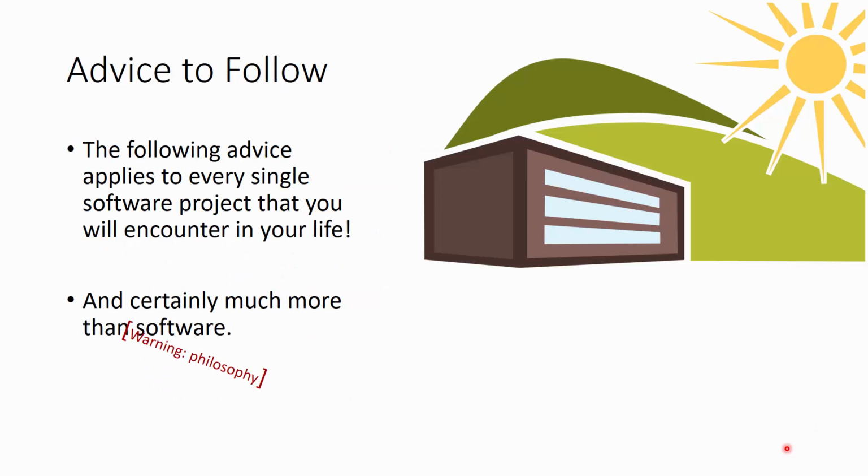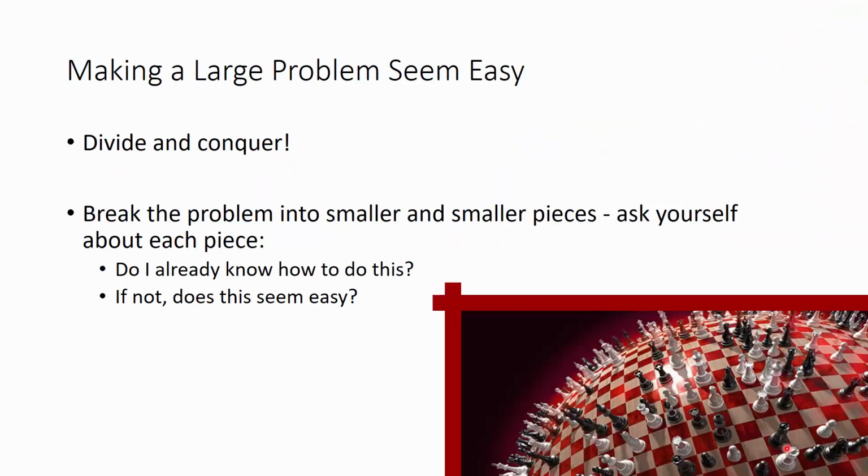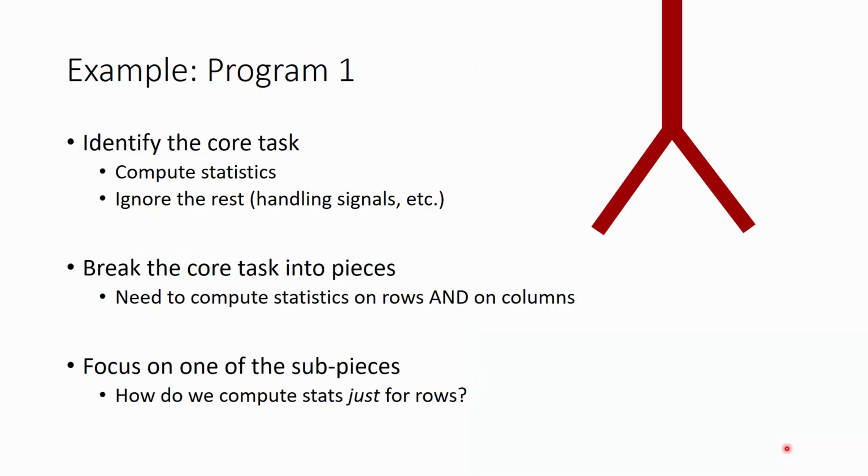So the advice we're going to talk about here is going to apply to every single software project that you encounter in life. And it probably applies to a lot more too in your life. You can apply this in other cases. But the trick is to divide and conquer. We want to break the problem into smaller and smaller pieces, and then ask ourselves about each one of these pieces: Do I already know how to do this? If not, does it seem easy? Does it seem like something I can learn how to do? And if not, we can break it apart further.